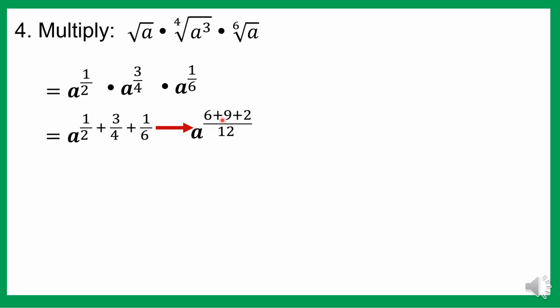Saan po nakuha yung 6 plus 9 plus 2? Recall po natin, since ang LCD natin is 12, so proceed tayo dito kay 1/2. 12 divided by 2, that is 6 times 1 is 6. Next, kay 3/4, so 12 divided by 4, that is 3 times 3, kaya naging 9. And then sa 1/6, naging 12 divided by 6 times 1 is equal to 2. Then, add the numerators and copy the denominator. So, magiging a raised to the power of 17 all over 12.